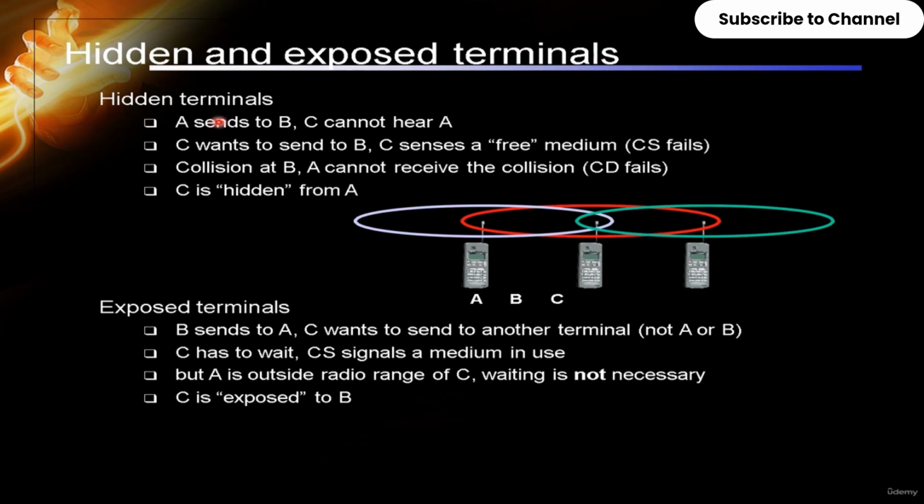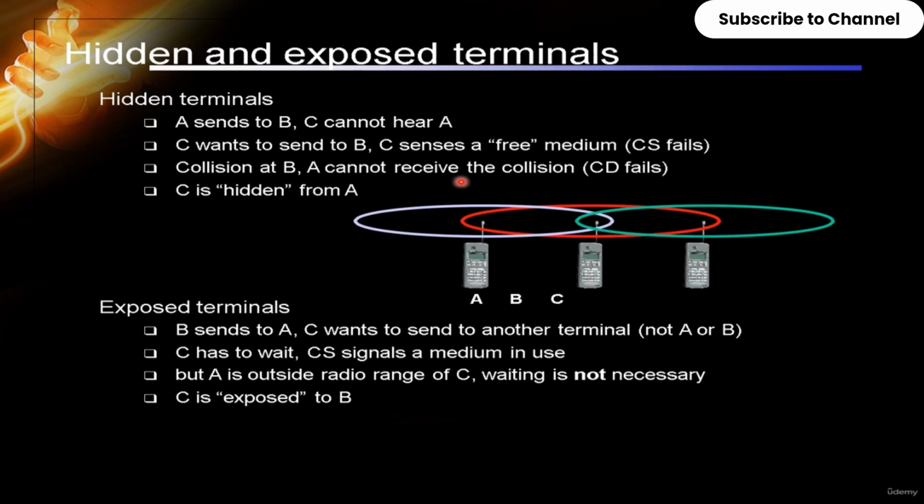In the hidden terminal problem, assume we have three nodes, three mobile users using mobile phones. A sender A wants to send a message to B, and C cannot hear it. At the same time, C wants to send information to B. C senses the medium is free. Collision occurs at B because both A and C are sending messages to B. This red circle indicates the collision occurring at B.